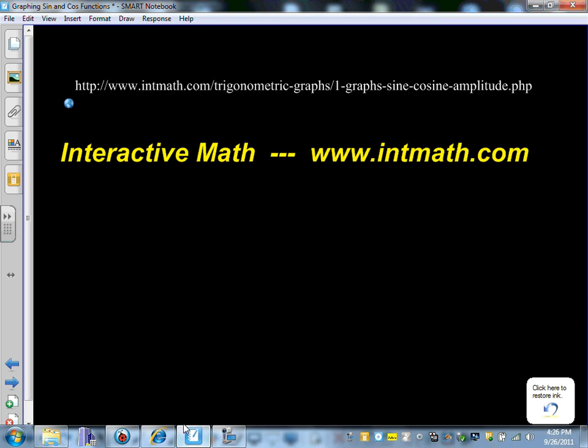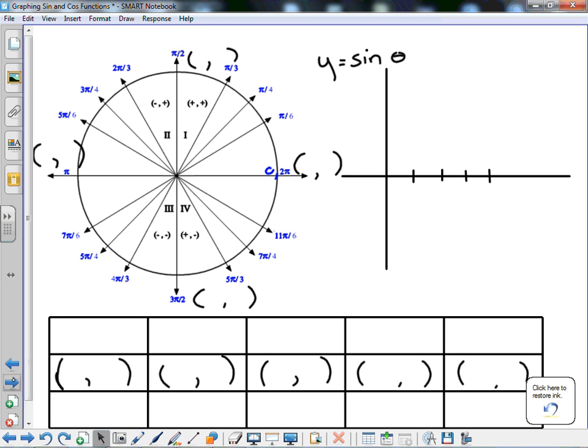Jumping back to our notes, let's see, how are we exactly graphing that sine function? Well, we have the unit circle here. We graph the sine and cosine functions and these trig functions using radian values. The radians are what go on our x-axis. Our y-axis is going to be the value of the sine or cosine at that radian.